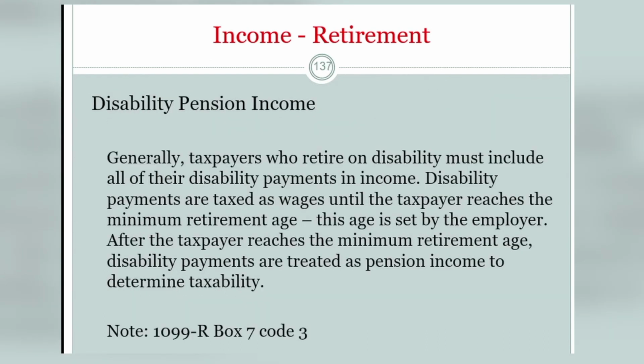So disability income: generally taxpayers who retire or are on disability must include all the disability payments in their income. Disability payments are taxed as wages until the taxpayer reaches a minimum retirement age. This age is set by the employer. After the taxpayer reaches the minimum retirement age, disability payments are treated as pension income to determine taxability. It sounded like a lot, but it's just a form of income through disability and or annuity.